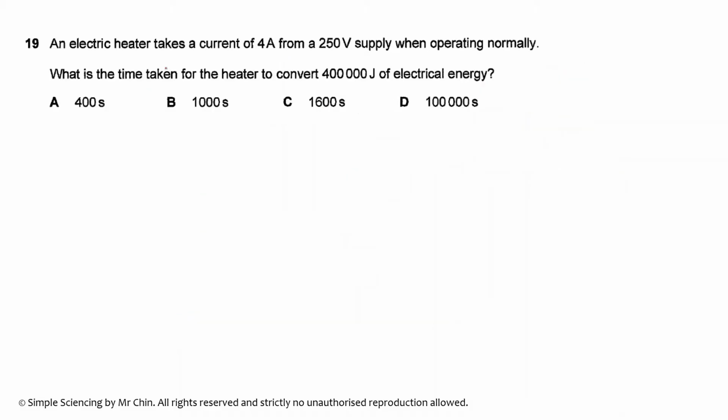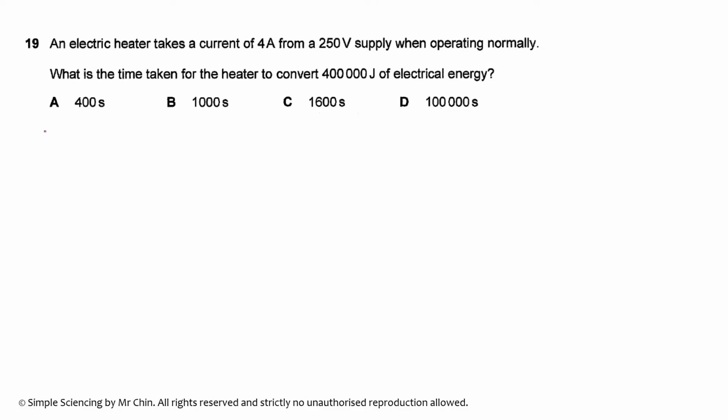An electric heater takes a current of 4 ampere from a 250 volt supply when operating normally. What is the time taken for the heater to convert 400,000 joules of electrical energy? So from here, you have to find the power rating of the electric heater. So how do you find the power?